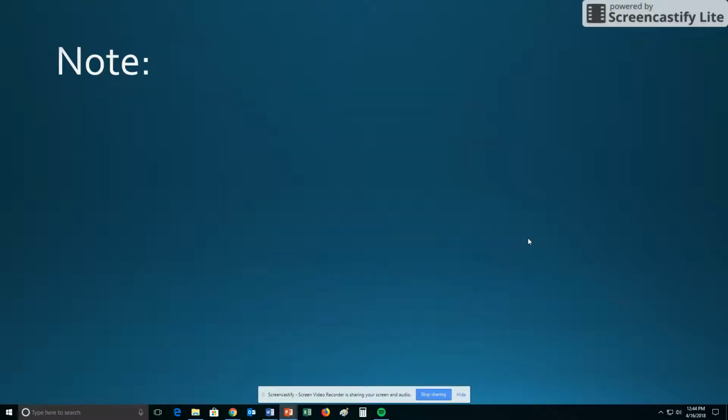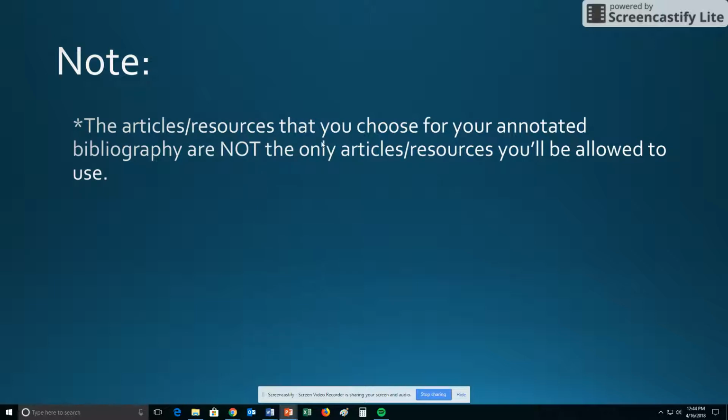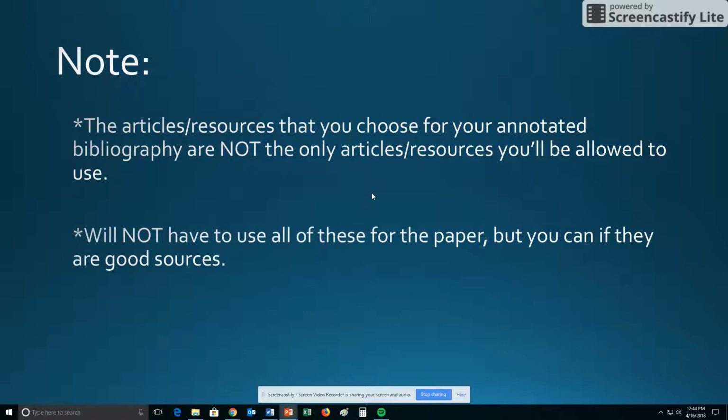Note, the articles and resources that you choose for your annotated bibliography are not the only articles and resources you'll be allowed to use for this paper. This will just get you started, and if you need more, great. And you don't have to use all of them. Let's say you found 10 and 3 of them are not very good. Well, you don't have to use them, but you can. This is just getting you started down that road.